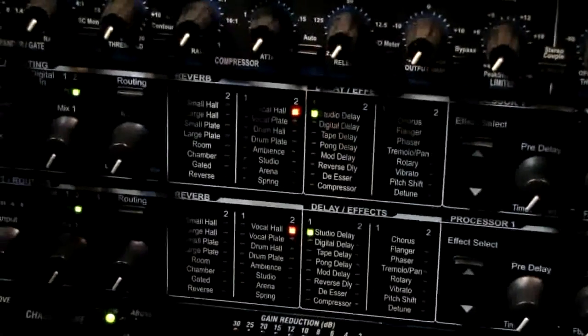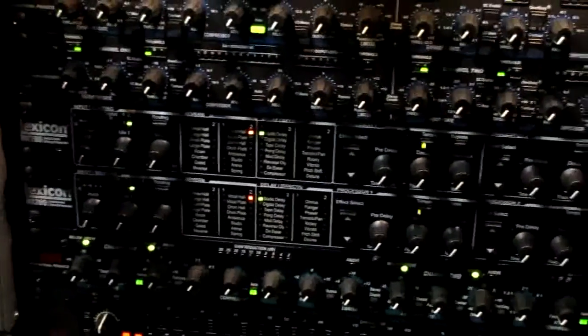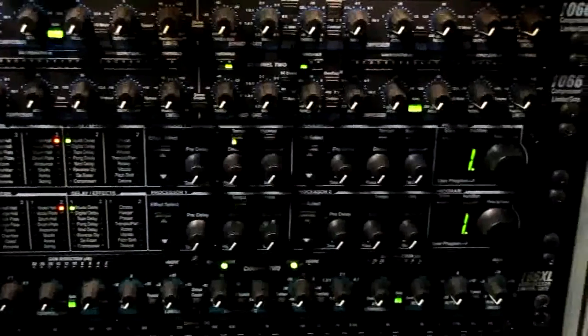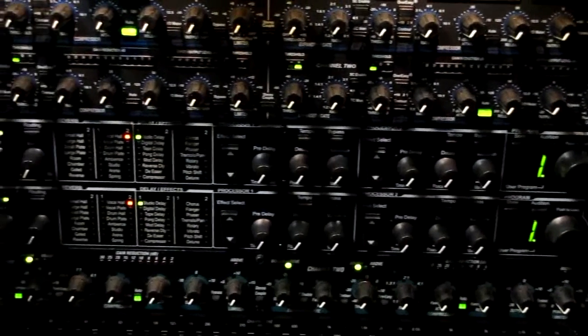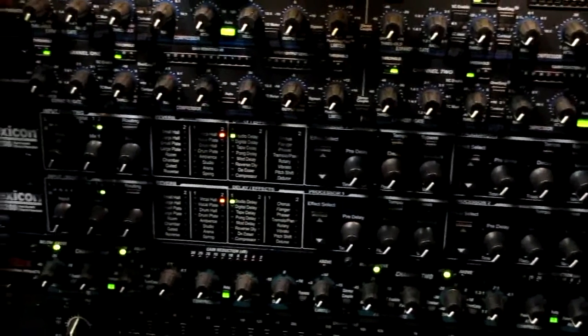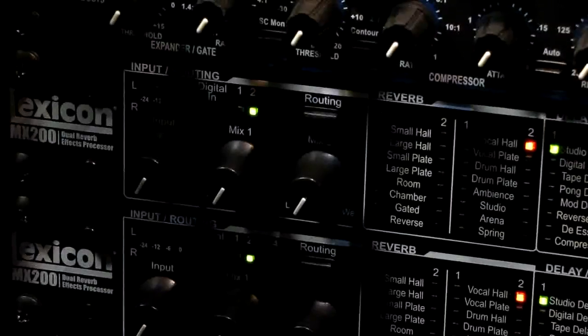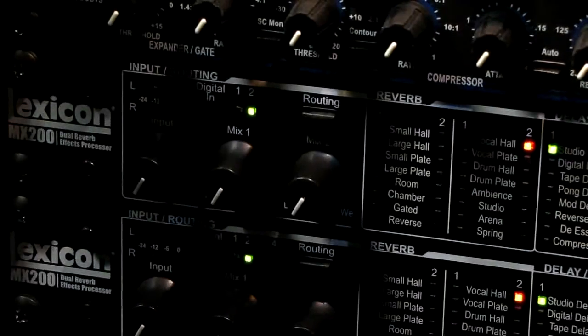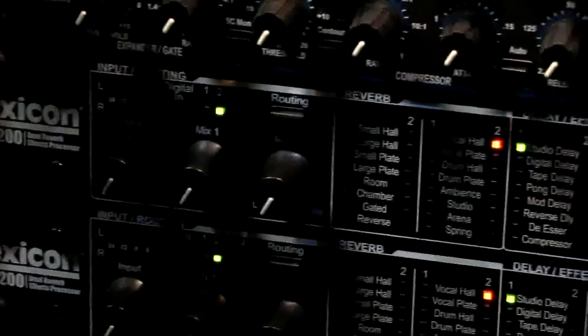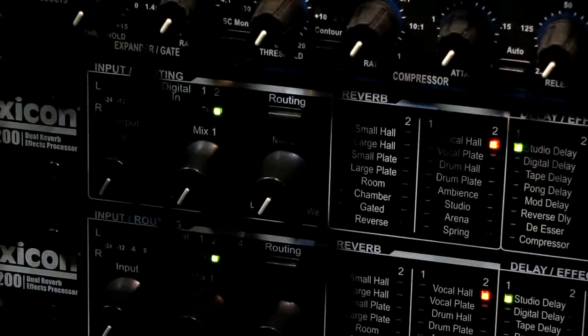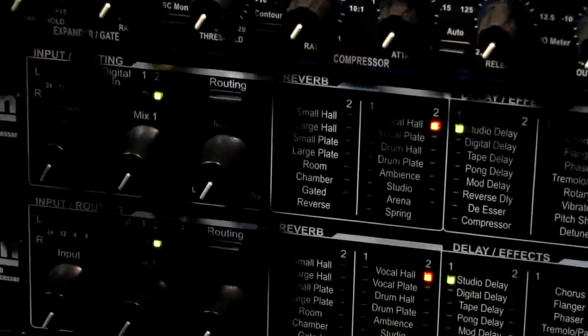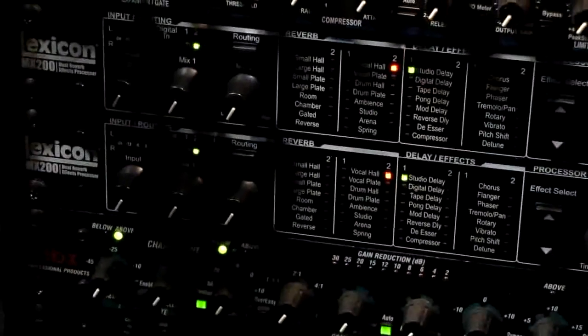We run a separate channel for reverb. For example, mix one we use for reverb, and mix two, just to the right of that, we have a special reverb that we use for snares, a plate reverb. And below that, the other Lexicon unit, we use mostly for delay. We have a special delay both for vocals and for instruments.